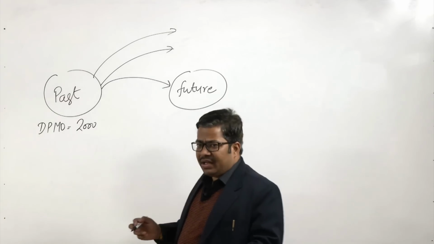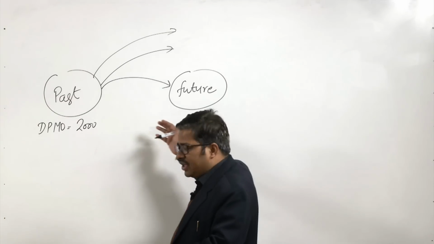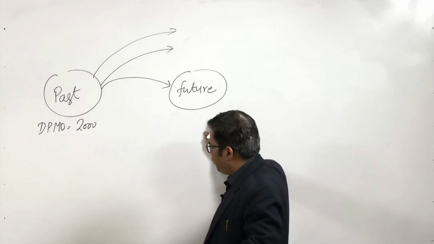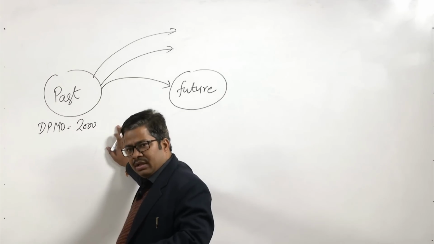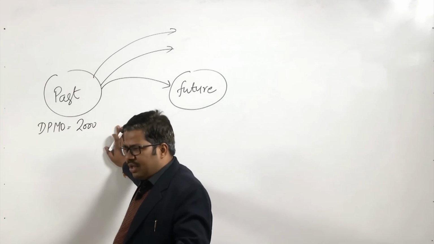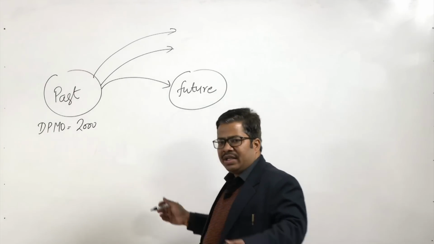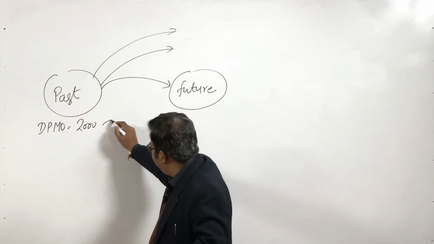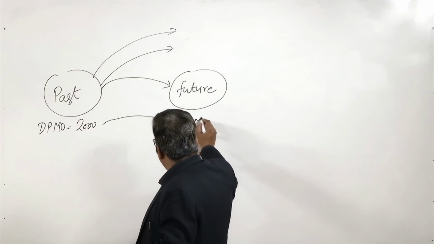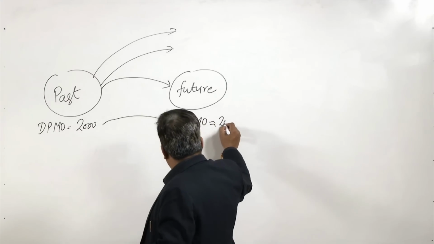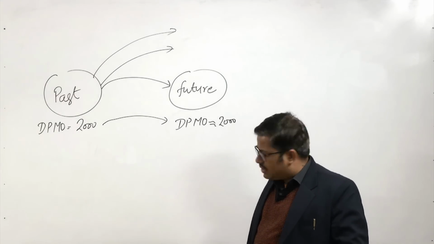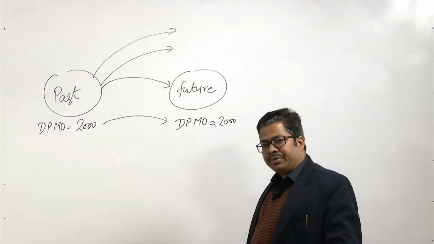So, I will say that same level will continue in coming periods also. My predictive analytics DPMO is 2000, descriptive analytics told me. So, predictive analytics will say that since I am not doing anything special, in the future also DPMO will remain around 2000. Some natural variations will take place, but it will remain around 2000.